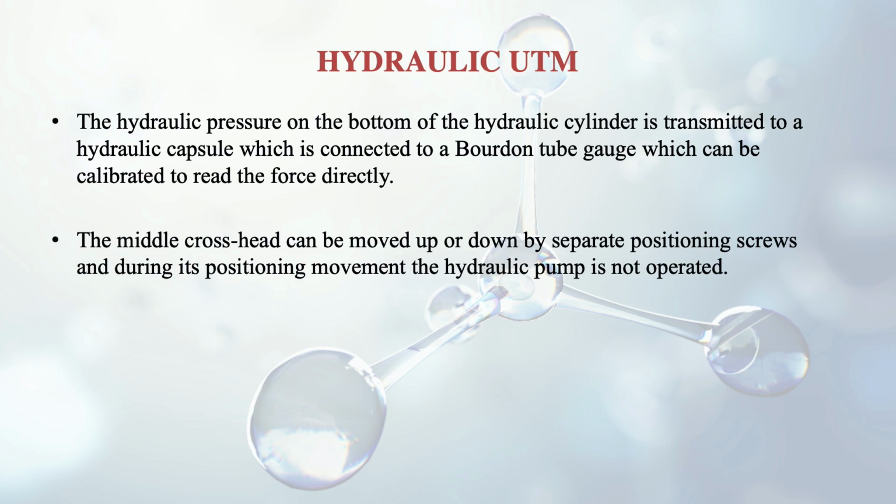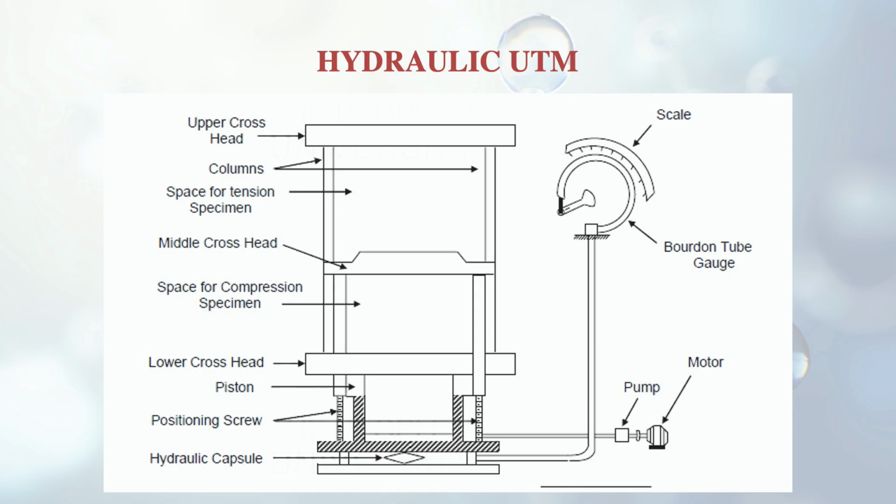And the middle crosshead can be moved up or down by separate positioning screws. It is just for the purpose of positioning, and it is not moving when the specimen is being tested. So here is the whole specimen given in the figure, the hydraulic UTM, which I showed you earlier also. So here is the upper crosshead, the lower crosshead, all the components of this machine are given here.